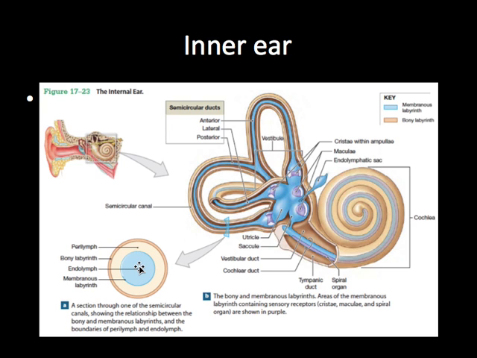The semicircular ducts, so you've got 1, 2, and 3, there are 3 of them, and they have 3 different names which we'll go through, and they also have these little bodies inside them which we'll also go through.